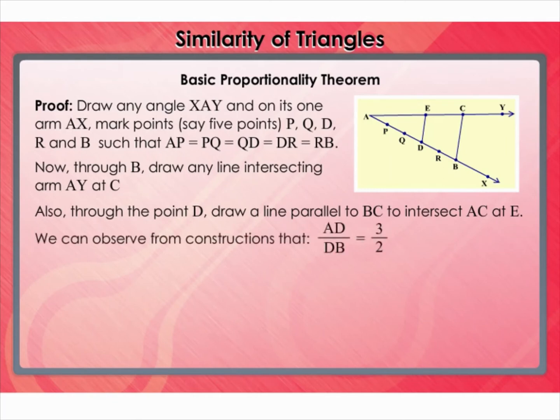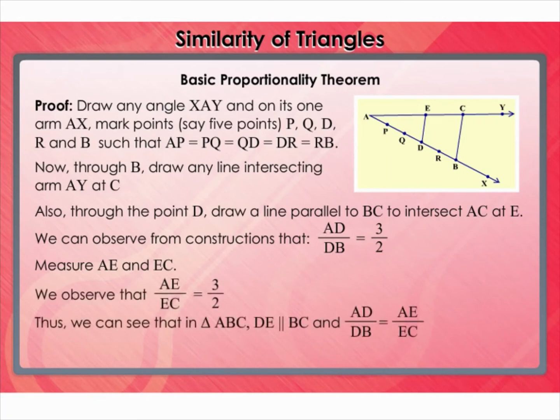We can observe from construction that AD by DB is equal to 3 by 2. Measure AE and EC. We observe that AE by EC is equal to 3 by 2. Thus, we can say that in triangle ABC, DE parallel to BC and AD by DB is equal to AE by EC. This is due to the basic proportionality theorem.